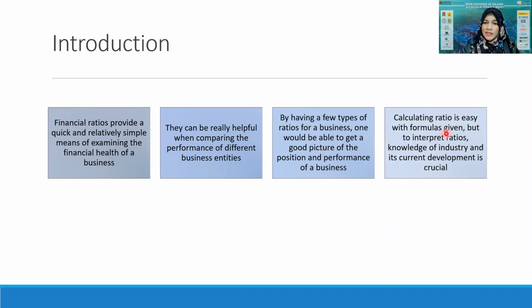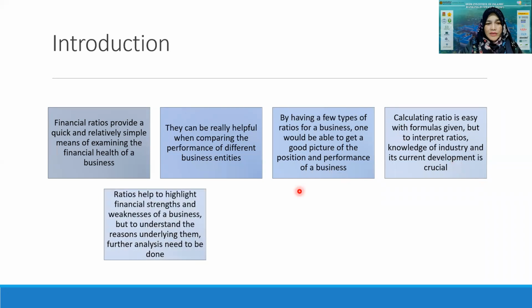Calculating ratio is easy with formulas given. When we look at ratios, you will see the formula given for you to calculate the ratio. So by knowing the formula, you can do it. However, in order to interpret the ratio, you have to have knowledge of the industry and its current development. It is crucial for you to understand the industry and also its current development. Ratios help to highlight the financial strength and weakness of a business, but to understand the reasons underlying them, further analysis needs to be done.